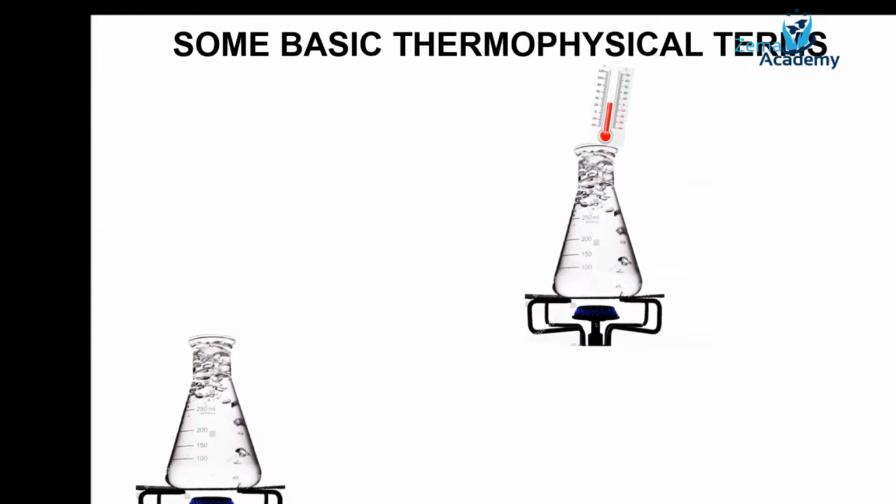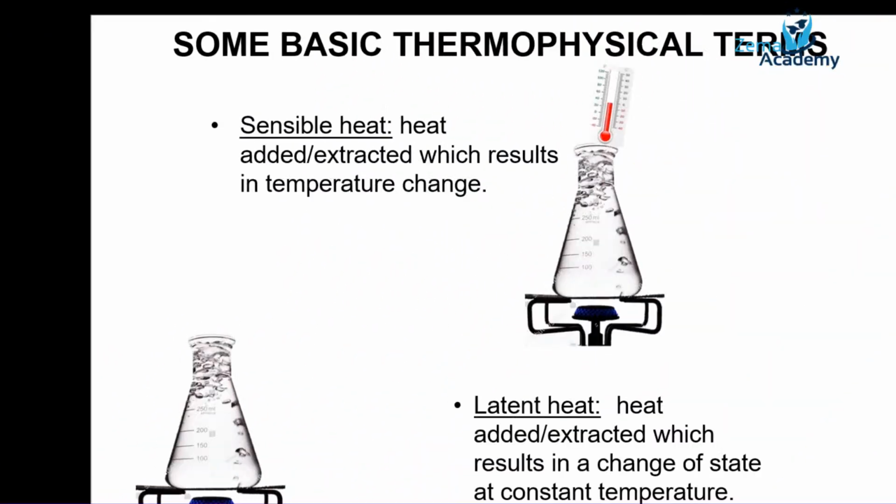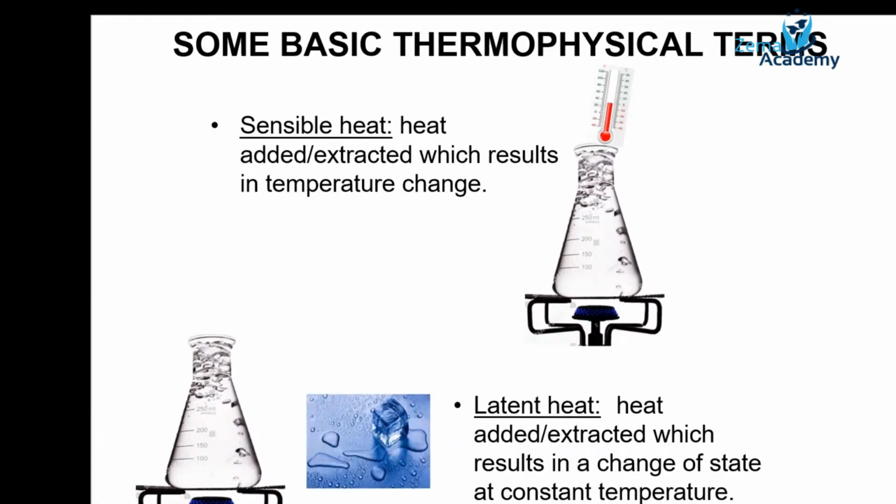I'm going to quickly go through some basic terms that you will come across in the refrigeration industry generally, like sensible heat and latent heat. They both deal with either heat extraction or heat added into a material, but one results in only temperature change, and the other one results in state change. Okay, so the sensible heat results in temperature change, as opposed to the latent heat, which results in state change. And a good example of latent heat is ice melting.